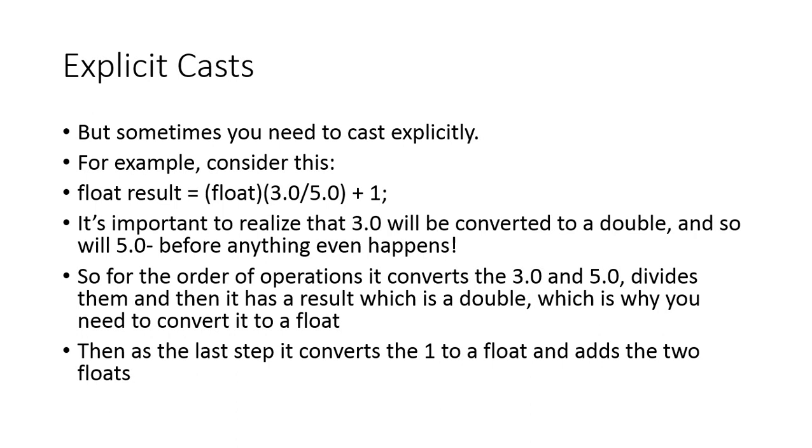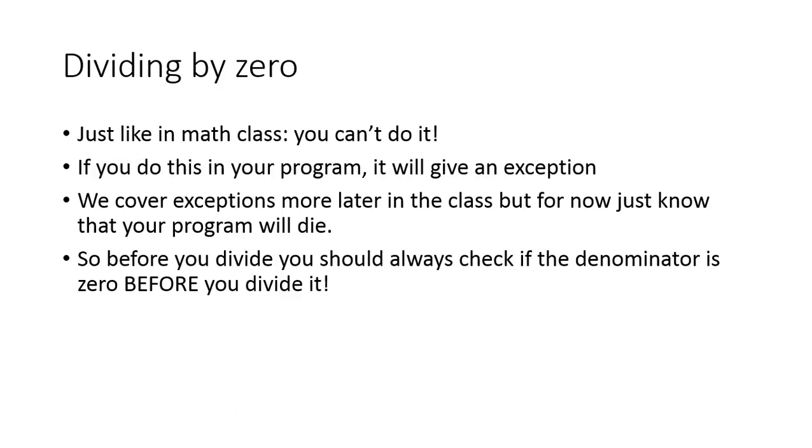So basically 3.0 converts to a double, 5.0 converts to a double. So we end up with a double result in here, and then that result has to be converted to a float. Now, in this last step, it's just going to convert the 1 directly to a float because, again, a float is wider than an int, so it has more precision than an int, so it automatically converts it over. And then you have the result of 3.0 divided by 5 as a float added to the 1 as a float, and then it just adds 2 floats together. That's what we call an explicit cast.